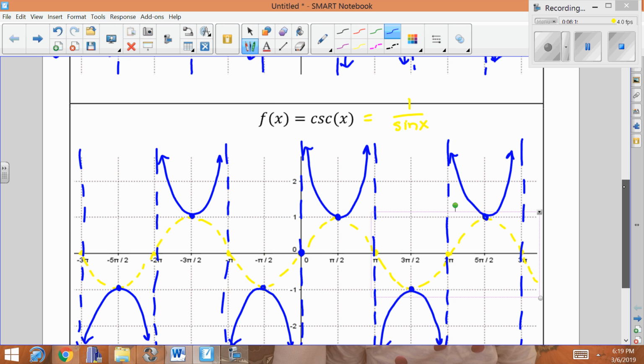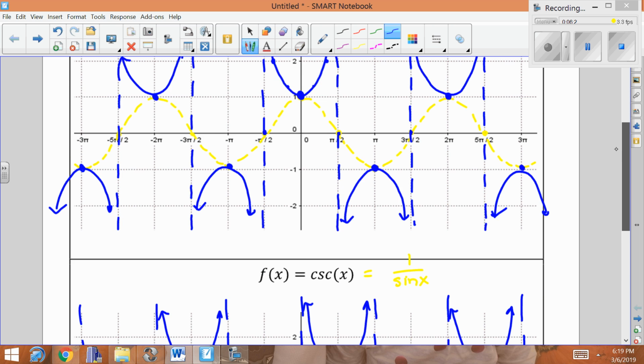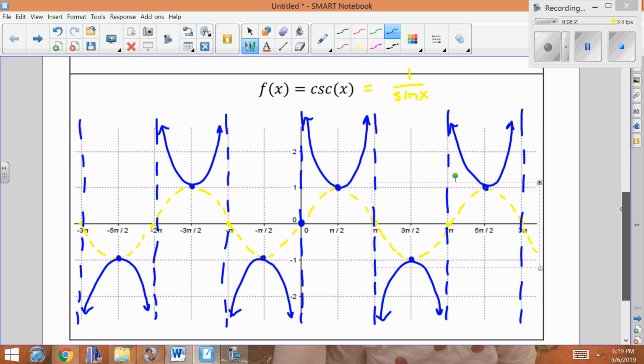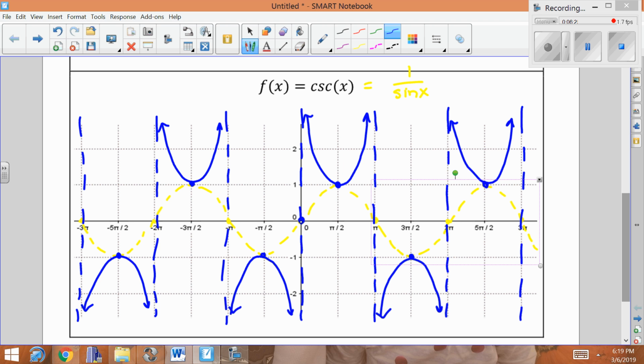Notice that the period of the secant and the cosecant is still 2 pi, just like the sine and cosine graph. It would go from like here 0 over to 2 pi. It completes one full section of the graph and then repeats that. Same idea when we do our transformations. I'm going to flip it over here.